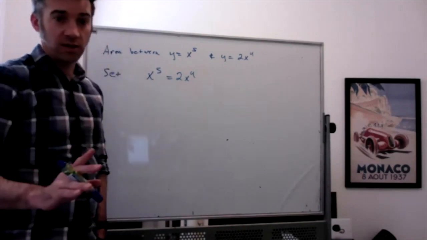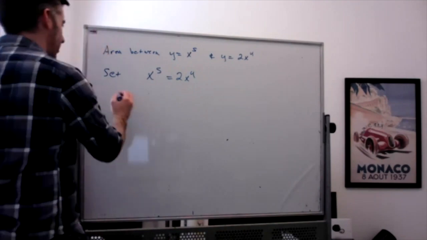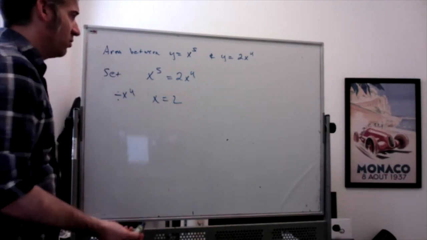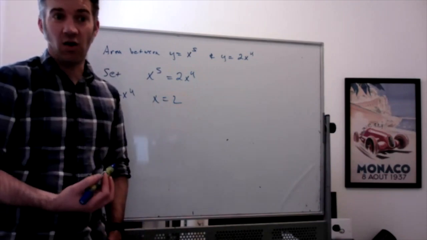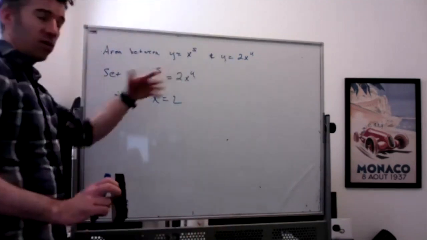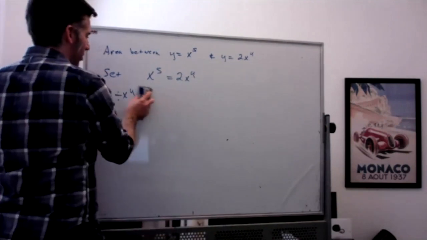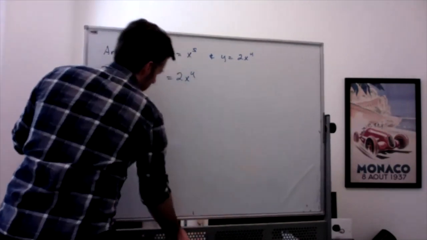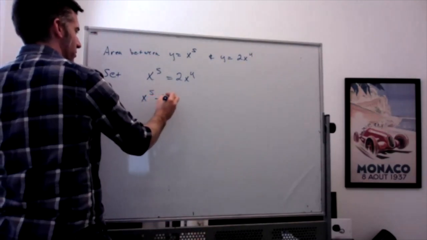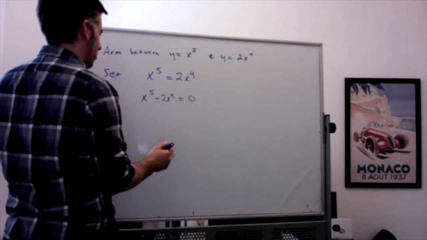Okay, here's the wrong thing to do. The wrong thing to do would be to divide both sides by x to the 4th. If you divide by x to the 4th, you're left with x equals 2, which isn't wrong, but it's not all right. You're missing something. Instead, whenever you're solving an equation like this, if it's nonlinear and you have higher powers of x, you almost never want to divide by a variable. Instead, what you want to do is bring everything to one side and then factor.